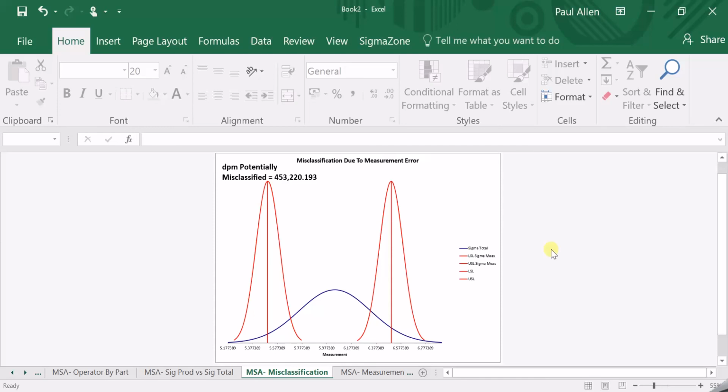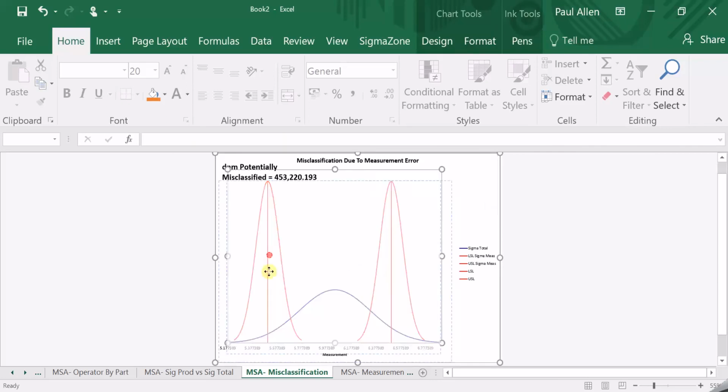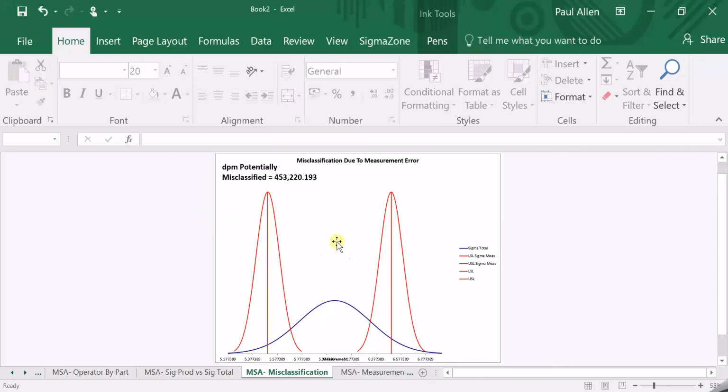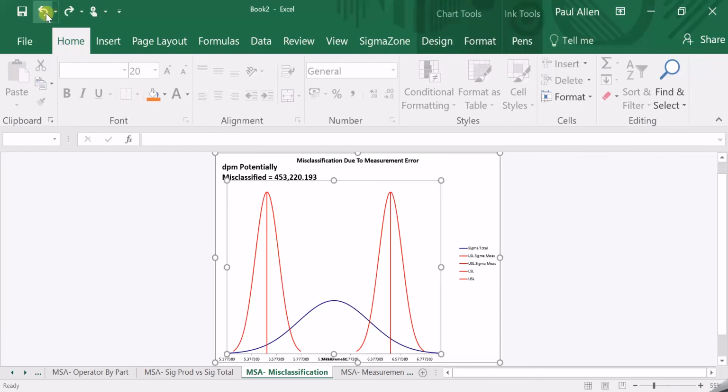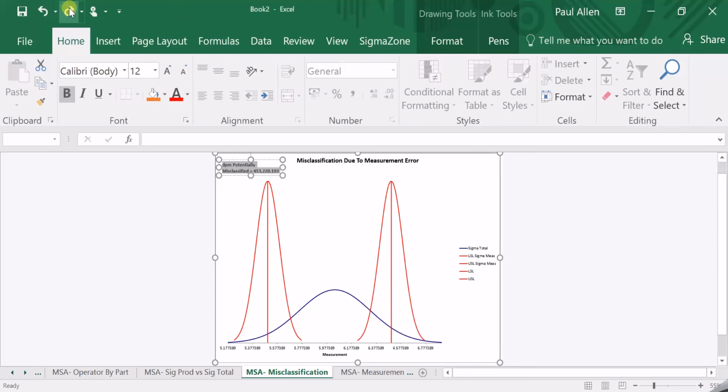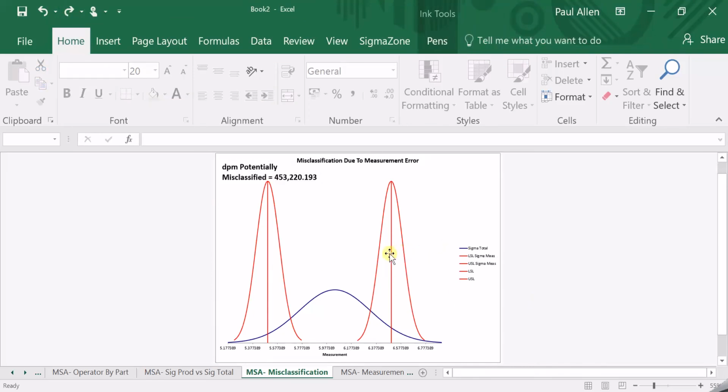Now the way the diagram works is that the blue distribution is the results that you saw. The two red lines here in the middle are the specs, and the red distribution, by the way, is the measurement error. Where the blue and the red distribution intersect is the danger zone, because what could happen is you could have a part just inside tolerance, but measurement error picks it up and makes it look like a defect.